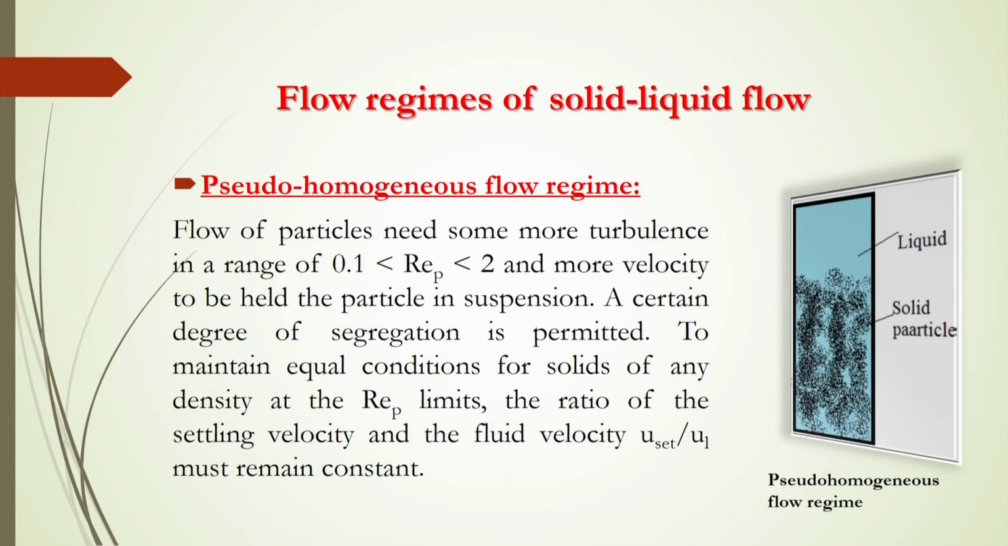And to maintain equal conditions for solids of any density in this Reynolds number range of 0.1 to 2, the ratio of the settling velocity of the particle and the fluid velocity must remain constant. So, if you maintain the ratio of settling velocity and liquid velocity in this bed, you can expect a uniform suspension of the particles inside the bed with this range of Reynolds number.